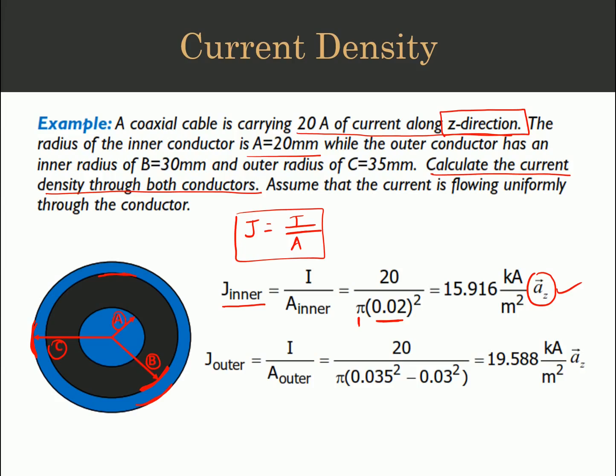Similarly, for the outer conductor, we can find the current density J by just taking the difference of these conductors, the inner and outer part, and we'll get the answer of 19.5 kiloampere per meter squared, again along the aZ direction. So this example basically tells us where in practical life the current density can be utilized, or one way we can find the effect of the current in specific areas, which is the current density.